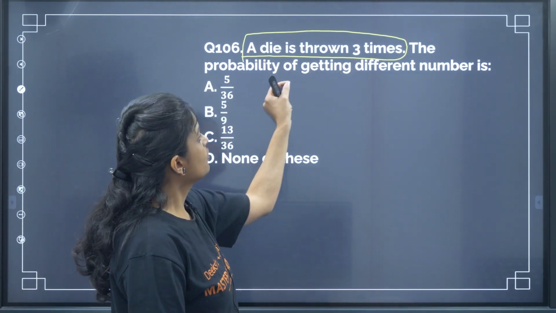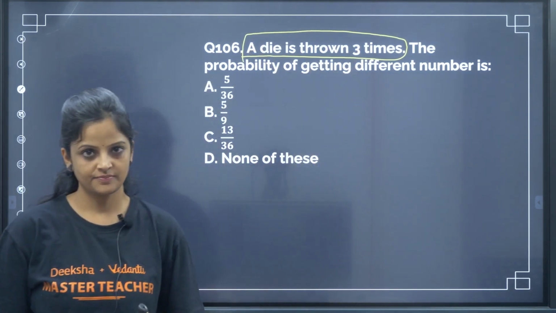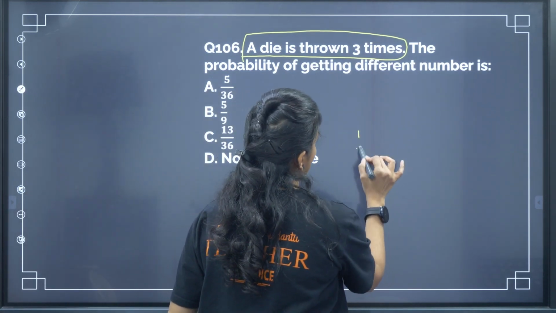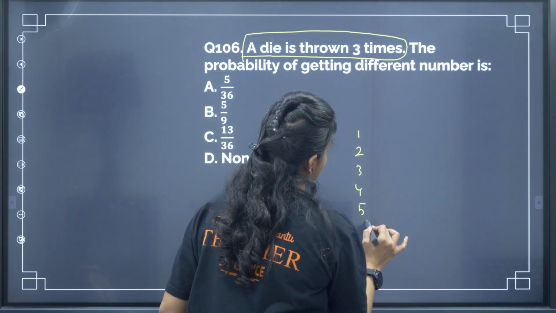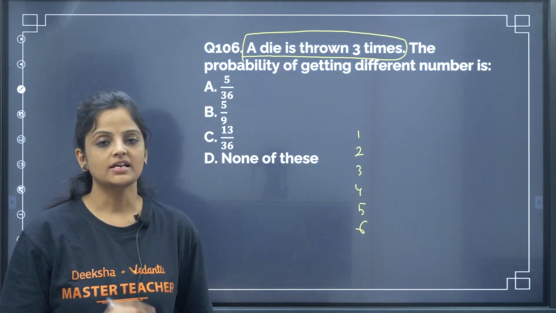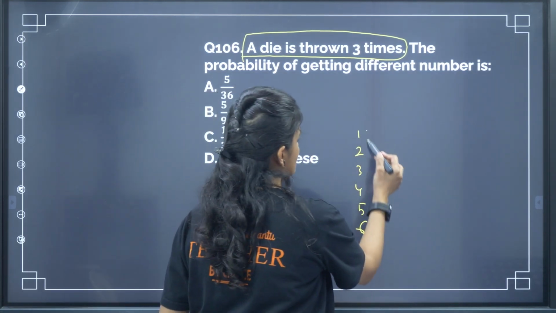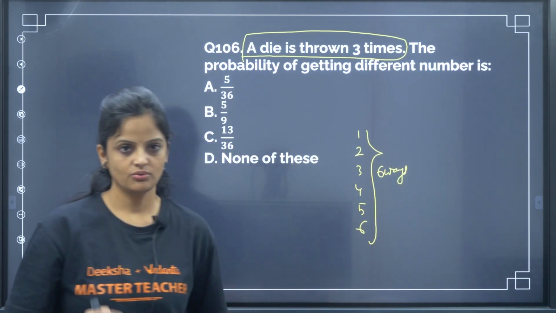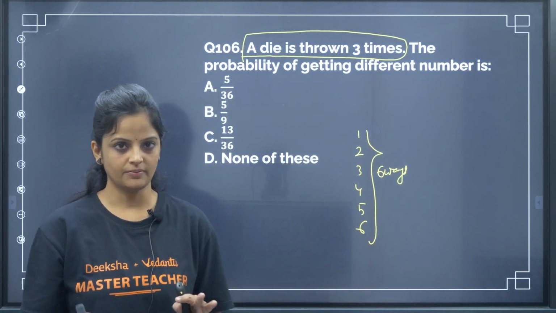The probability of getting different numbers. Different number means once I am rolling a die, it may be 1, 2, 3, 4, 5, 6, any one of these. So how many chances are there of getting the numbers? 6 ways are there. It can be any one of these: 1, 2, 3, 4, 5, 6, any one.